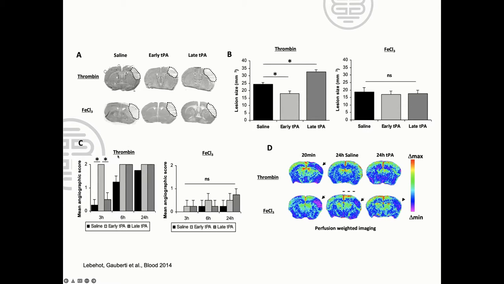In the context of thrombin, you can see that we have a clear efficacy of rTPA treatment, promoting recanalization of the tissue. And it is not the case when we have clots rich in platelets. We have no efficacy of rTPA treatment. And this can also be evaluated by using perfusion imaging using MRI.